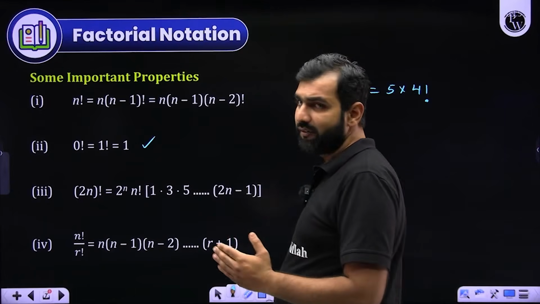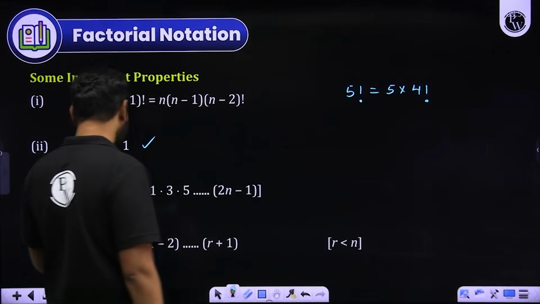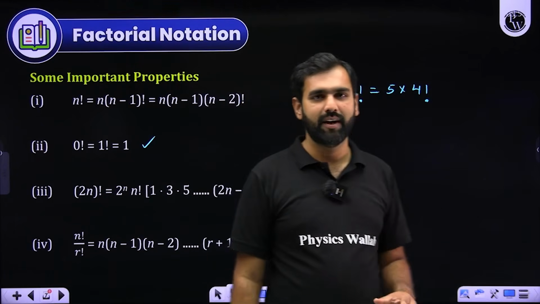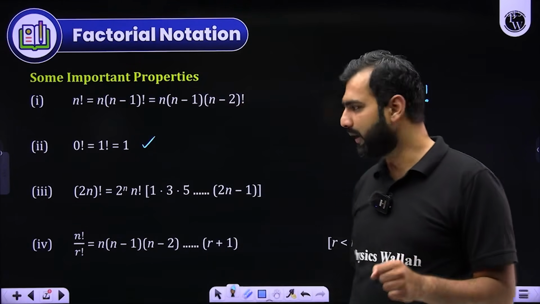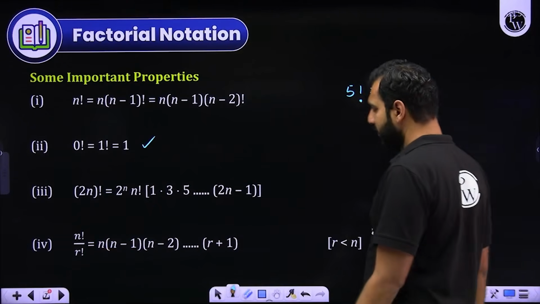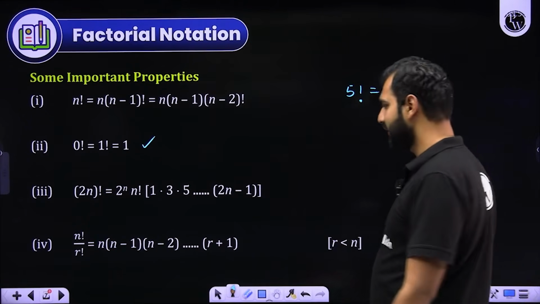And yes, 2n factorial can be written as 2 to the power n into n factorial into all the odd numbers product. This can be simplified through a simple expansion. You can do it by yourself. And similarly, remember, n factorial upon r factorial will give you this, where r is less than n. It is a very simple phenomenon.